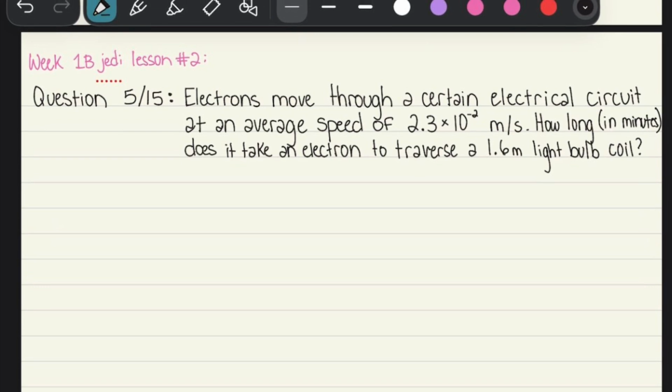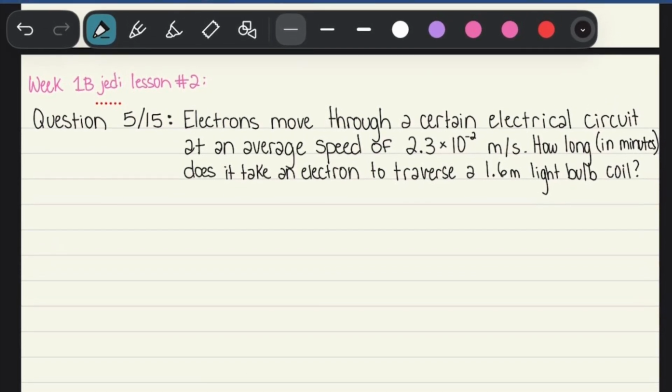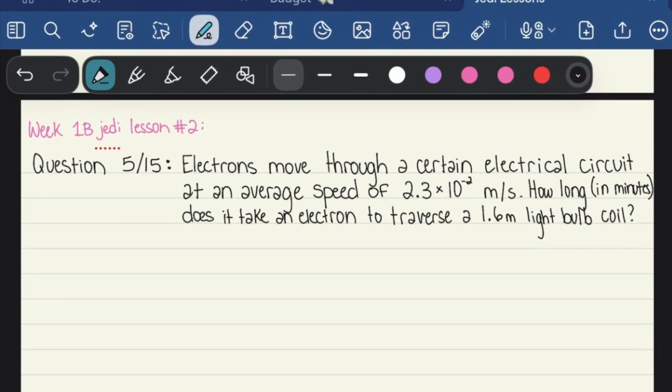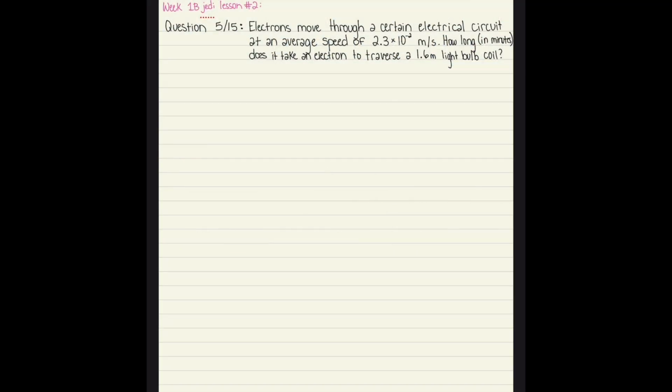This is question number 5. Electrons move through a certain electrical circuit at an average speed of 2.3 times 10 to the negative 2 meters per second. How long in minutes does it take an electron to traverse a 1.6 meter light bulb coil?